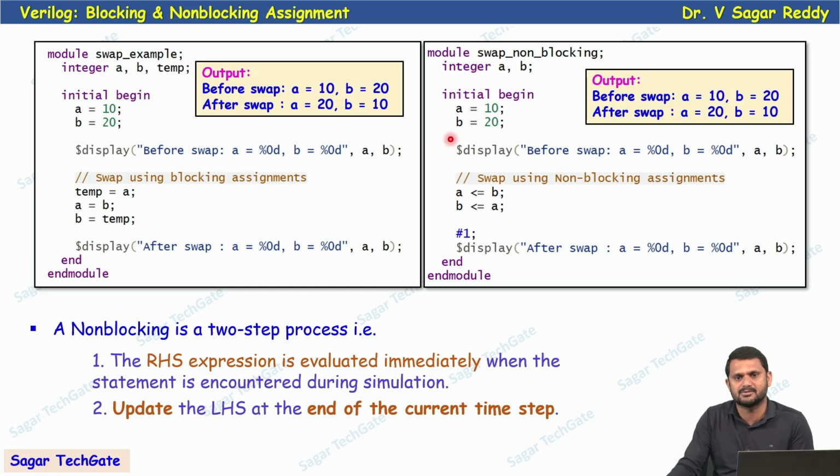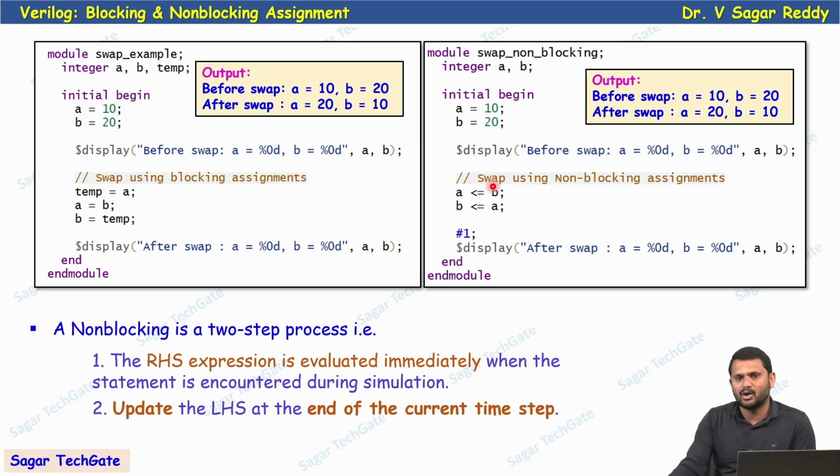Okay, this is a 0 time step, right? So this is a one time step. So now at the end of this time step, we are assigning this value of b to a and value of a equal to b. So what is the value of b now? B is 20 assigned to the a. Now what is the value of a? 10 assigned to the b. So b equal to 10. Even though we evaluate this expression immediately, the assignment happens at the end of the current time step. Just I'll use one #1 delay, then I'm displaying those.